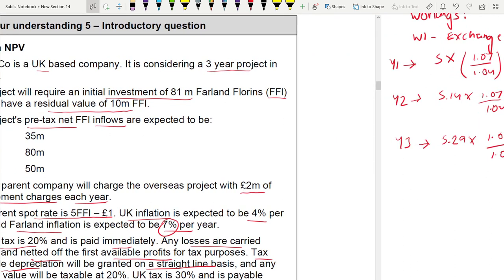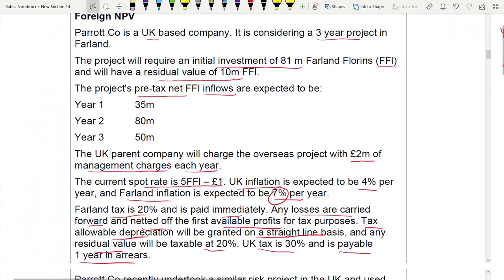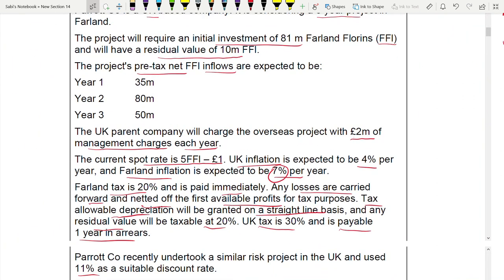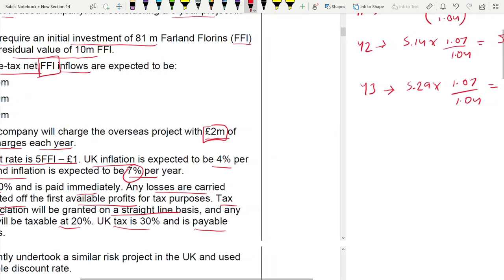See, you first have to prepare everything in FFI, foreign currency, before you convert to your home currency. So whatever is given in pounds already, convert it back to FFI. Later you'll be converting it into pounds, but first you need to convert it into FFI. So this 2 million that is given to you, the management charges, using the exchange rate, we can now convert this into FFI.